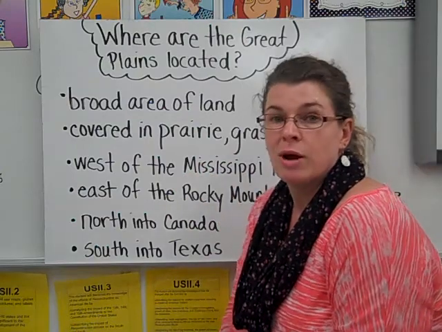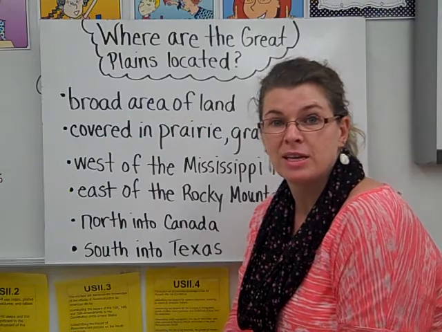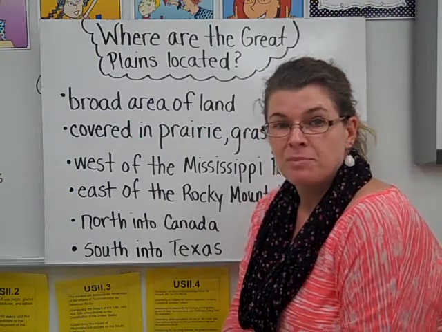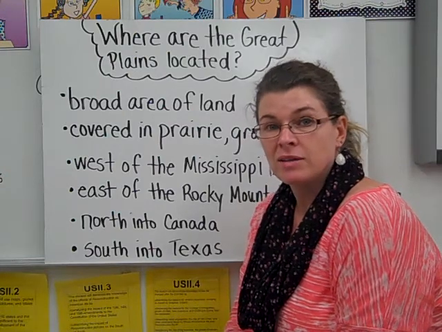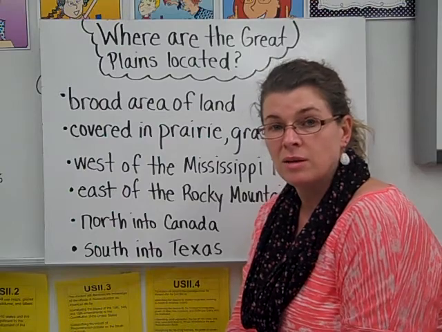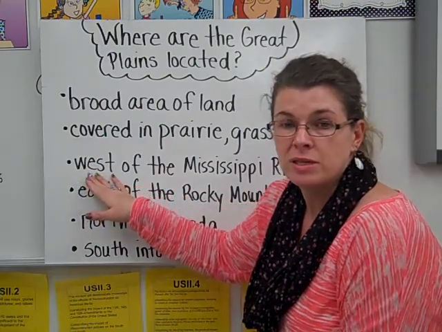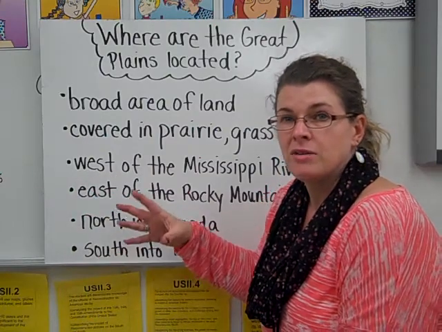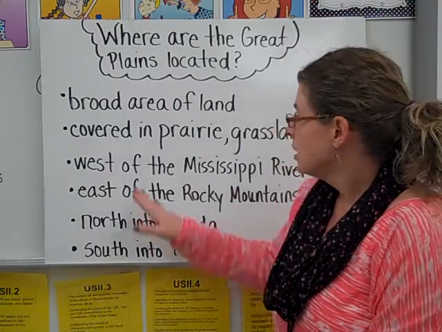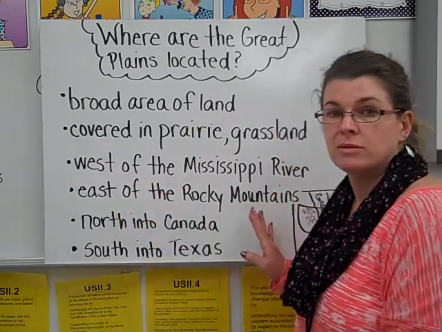The Great Plains is known for miles and miles of treeless areas that can be very dry in the summer and very cold in the winter. The Great Plains is located west of the Mississippi River, and even more exact would be west of the Missouri River, and east of the Rocky Mountains.